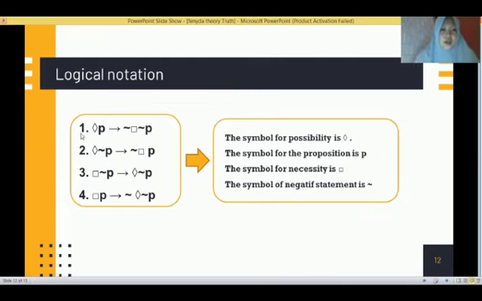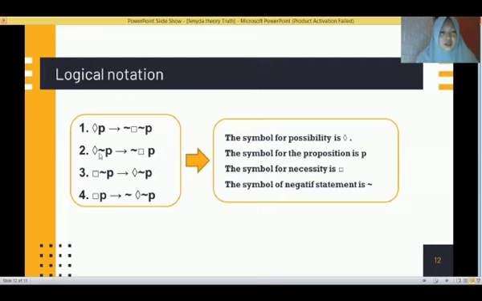Okay, the first one, you can see the definition here. The symbol for possibility, the symbol of the proposition is P, the symbol of necessity, the symbol of negative statement is negation. Okay, the first one is possibility, proposition, so not necessity, not proposition.